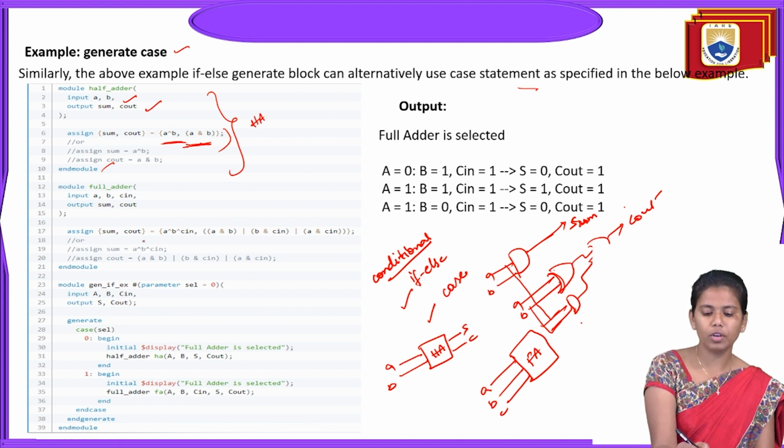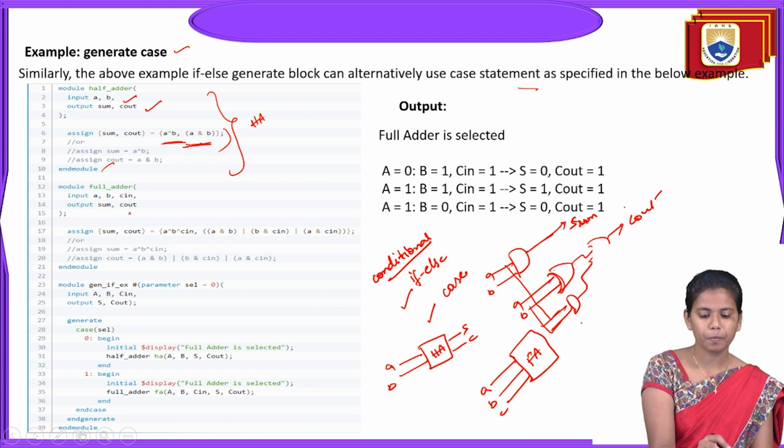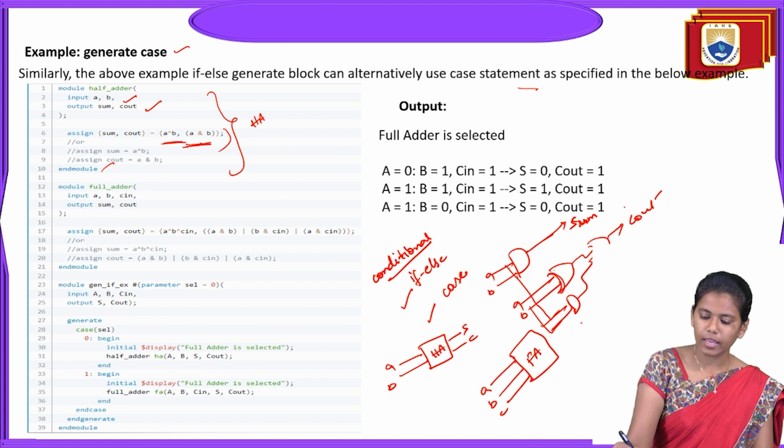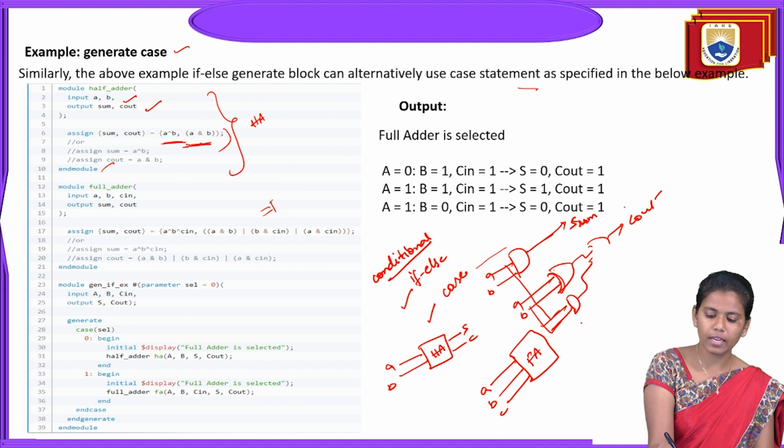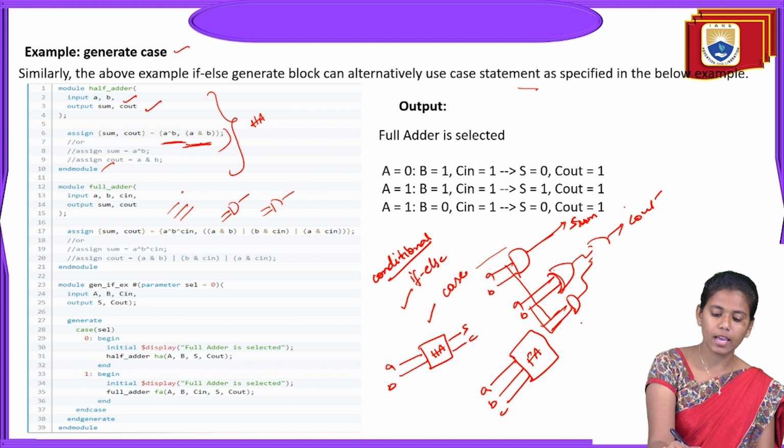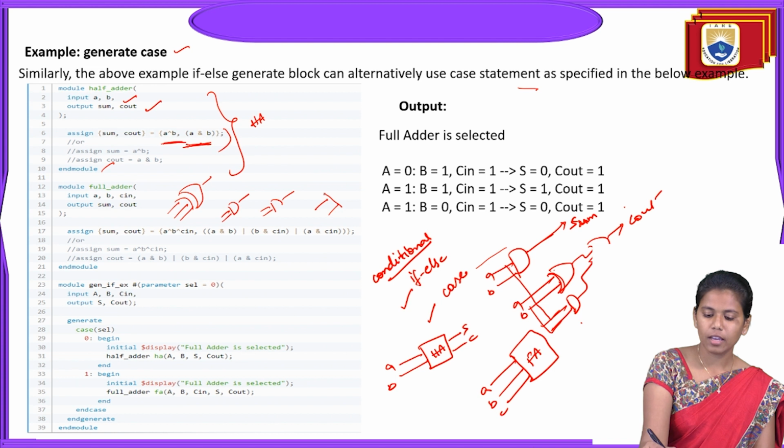Now we will go for the full adder. Full adder has inputs A, B, Cin and outputs sum and Cout. Then assign sum and Cout from A, B, Cin. Here you will see one AND gate for A and B. And here you will see A, B, Cin as XOR gate. Then A and Cin as an AND gate, B and Cin as an AND gate, and A and B as an AND gate.